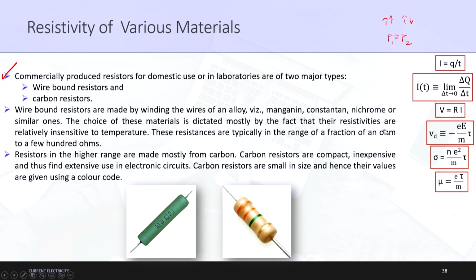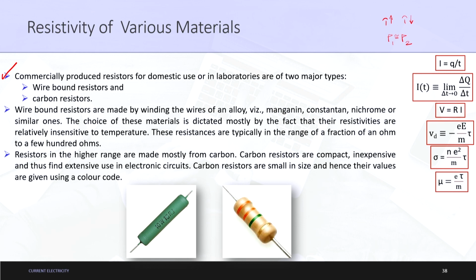Okay, next point is resistors in the higher range are made mostly from carbon. Carbon resistors are compact, quite evident. These are very small. You can even see the resistor in the motherboard of your laptop, your computer, your mobile phone. They are inexpensive and thus find extensive use in electronic circuits.